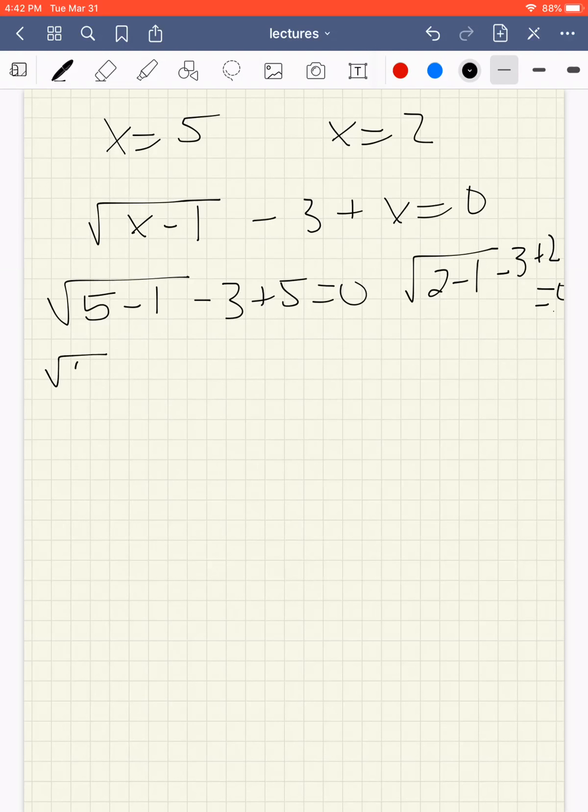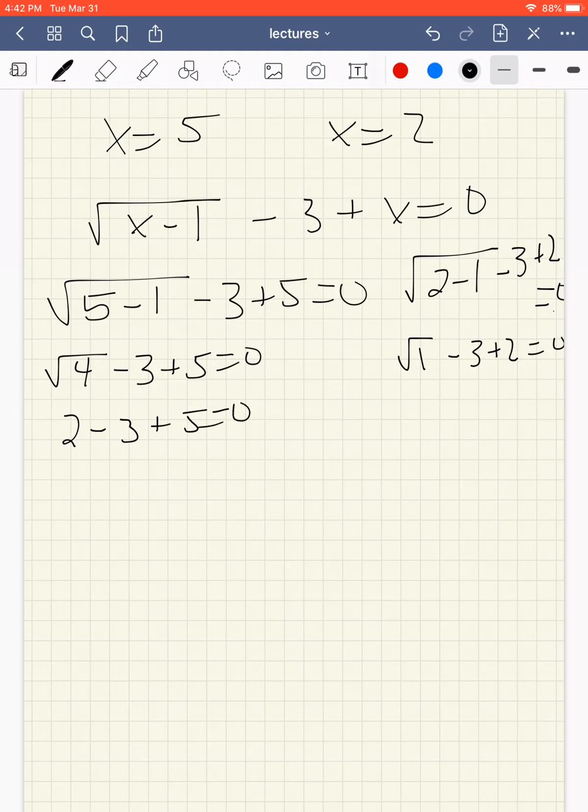Alright, so that's the square root of 4. And that's the square root of 1. And you guys laugh, but people always leave it as the square root of 1. The 1000th root of 1 is 1. Any root of 1 is 1. Don't leave it under a square root. The square root of 4 is 2. 2 minus 3 plus 5 equals 0. And 1 minus 3 plus 2 equals 0.